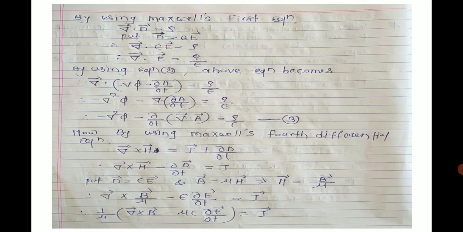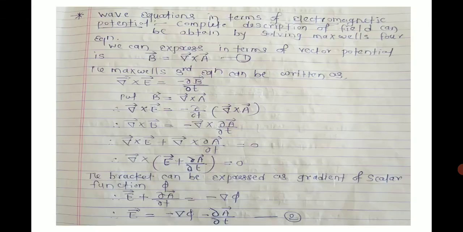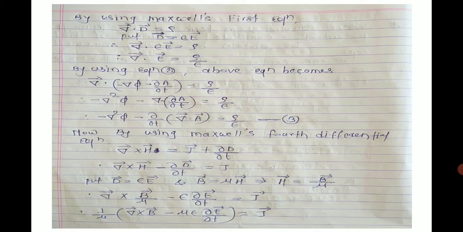Then by using equation 2, E bar is equal to minus del phi minus ∂A by ∂t. Then we put that E is equal to minus del phi minus ∂A by ∂t. Then the above equation becomes del dot in bracket minus del phi minus ∂A by ∂t is equal to rho divided by epsilon. Then we multiply this del in bracket, del into del, giving minus del square phi minus del dot ∂A by ∂t is equal to rho divided by epsilon.